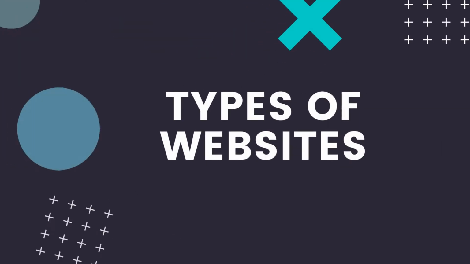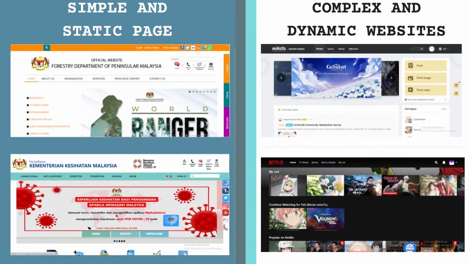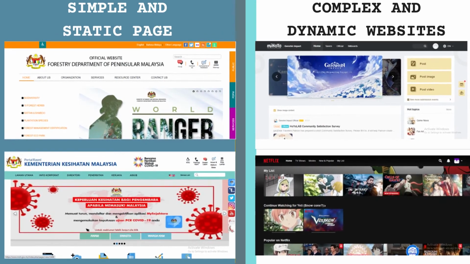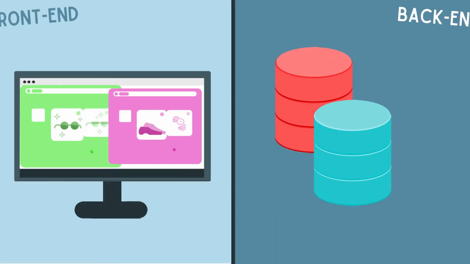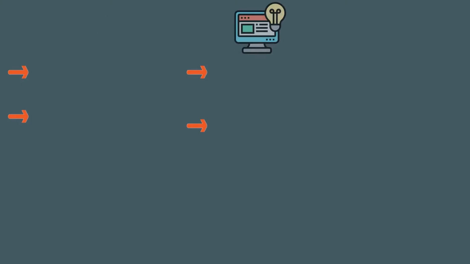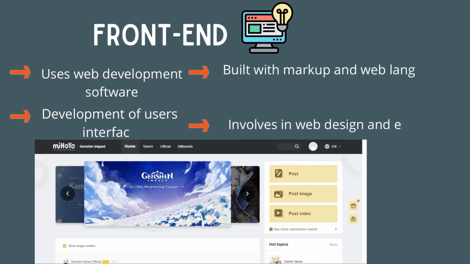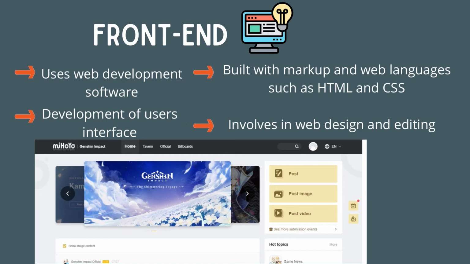There are also types of websites that you can make, such as simple and static pages, and then complex and dynamic websites. Also, websites are divided into two, the front end and the back end. The front end of the website uses web development software and it is built with markup and web languages such as HTML and CSS. It is the development of the user's interface and it involves web design and editing.